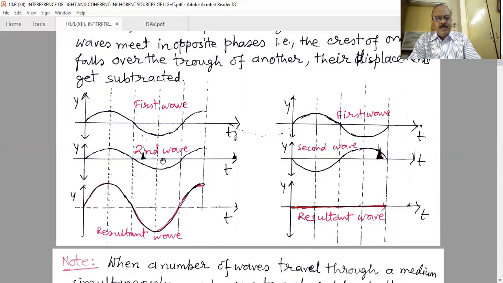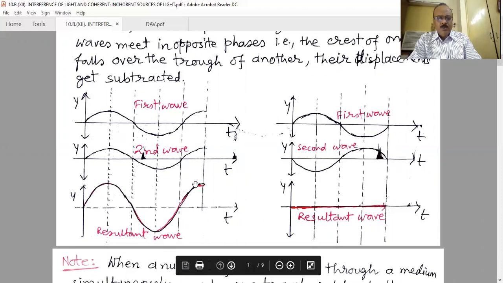Naturally, the direction of the displacement of the two waves at any point is the same, and therefore their displacements will be added. Their amplitudes will be added in this case. The first figure gives the idea about the resultant wave when two waves superimpose at the same phase at the same point.